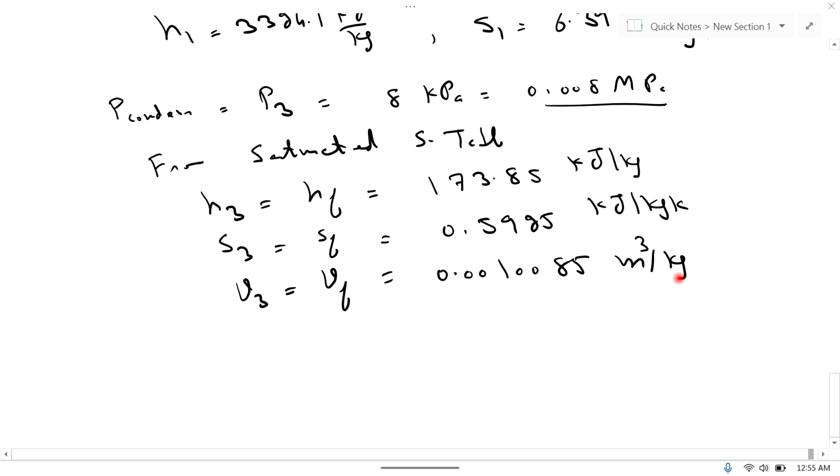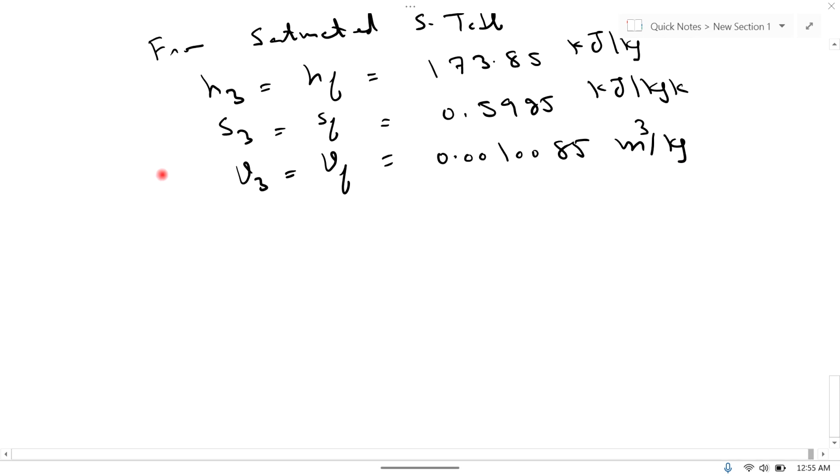Now these are the properties which we need for the different formulas. At point 3, at the start of the condenser, we have to find H2S and H2. We have to find H2 because H2 is used in the formula for the work of the turbine. So for the work of the turbine we have to find H2. For H2, first we find X2S from the formula.